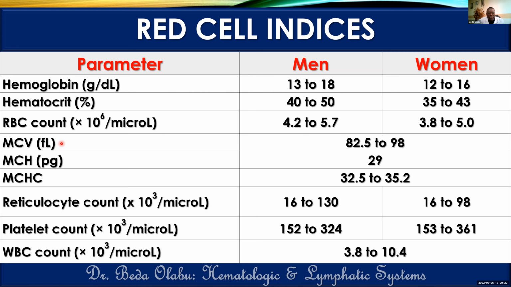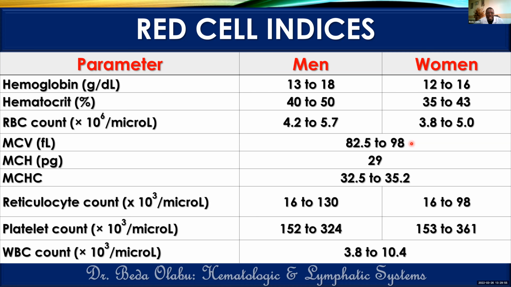Now let's define this one. MCV refers to the mean corpuscular volume. Mean corpuscular volume refers to the average size of a single red blood cell. We measure it in femtoliter. And it doesn't matter whether you're male or female, we expect the red blood cells to be of the same sizes. That's the normal range.